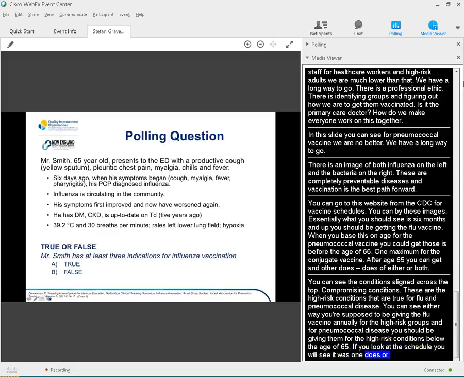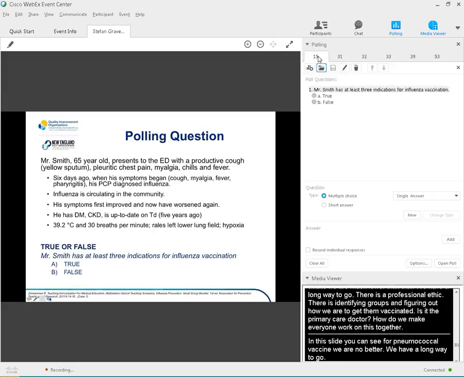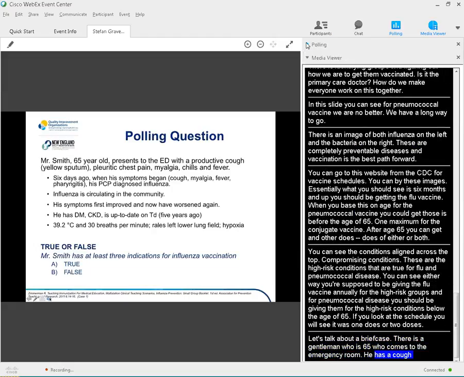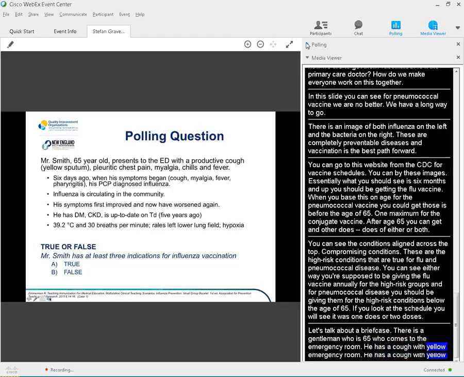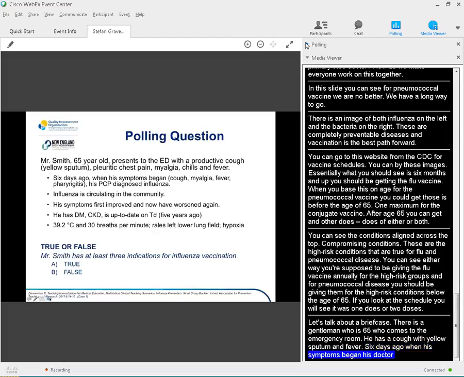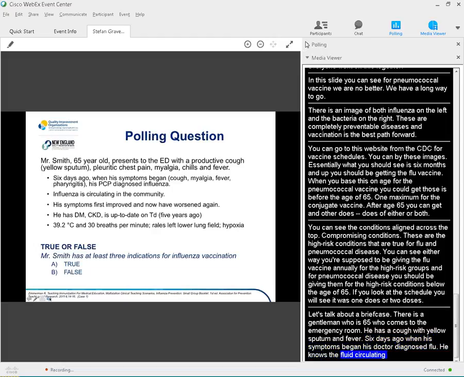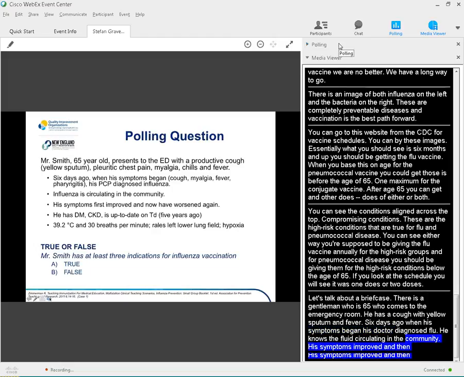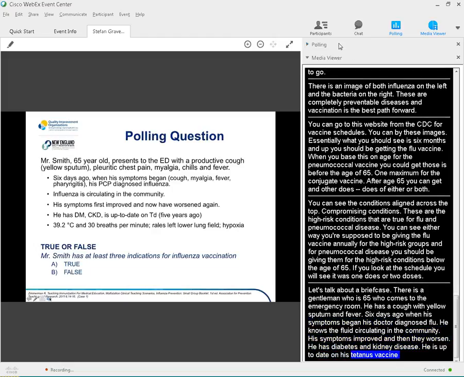So let's talk about a very brief case. Here you have a gentleman who's 65, who comes to the emergency room, and he has a productive cough with yellow sputum, fluid chest pain, mild to chilling fever. 6 days ago, when his symptoms began, his doc diagnosed flu. We also know that flu is circulating in the community. His symptoms improved, now they worsened again. He has diabetes and kidney disease. He's up to date on his tetanus vaccine and had his diphtheria vaccine 5 years ago. He has a fever, he's breathing fast, he has rales and hypoxia.